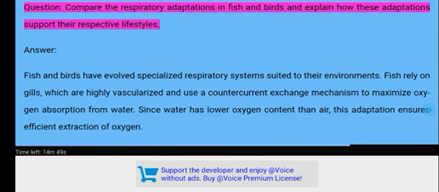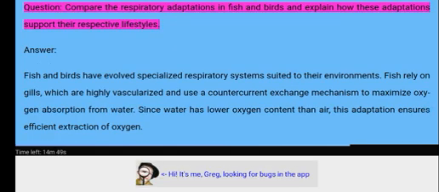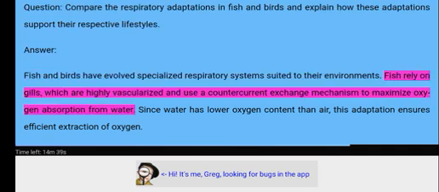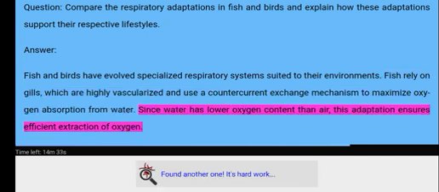Previous year question. Question: Compare the respiratory adaptations in fish and birds and explain how these adaptations support their respective lifestyles. Answer: Fish and birds have evolved specialized respiratory systems suited to their environments. Fish rely on gills, which are highly vascularized and use a countercurrent exchange mechanism to maximize oxygen absorption from water. Since water has lower oxygen content than air, this adaptation ensures efficient extraction of oxygen.